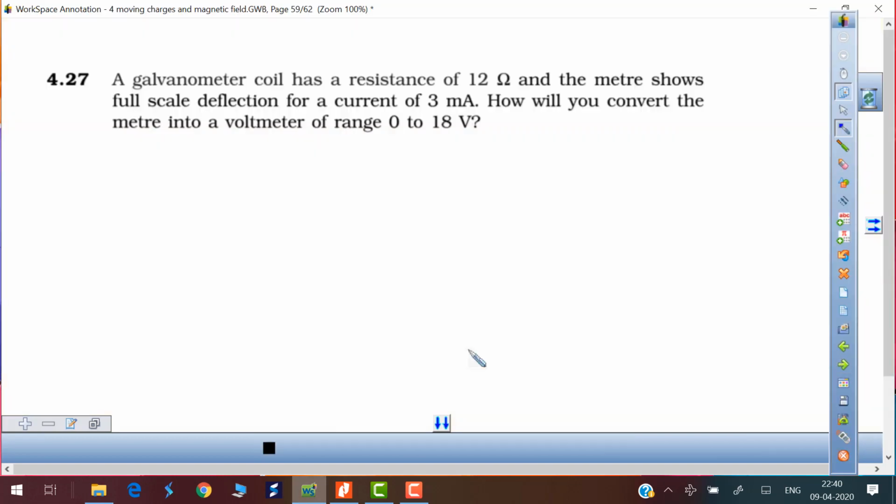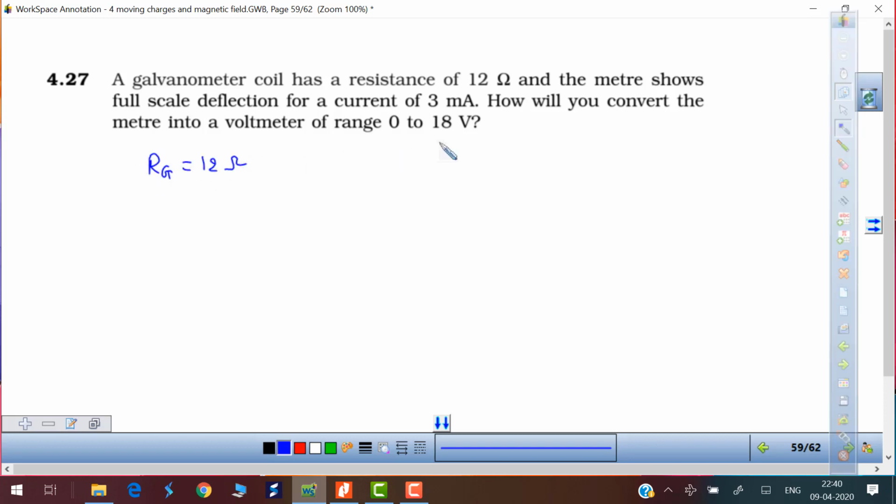Next, a galvanometer has resistance 12 ohm. So Rg is equal to 12 ohm, and the meter shows full scale deflection for a current of 3 milliampere, so the current capacity is 3 into 10 raised to minus 3 ampere. How will you convert the meter into a voltmeter of range 18 volt? So V is equal to 18 volt. What is the series resistor required?